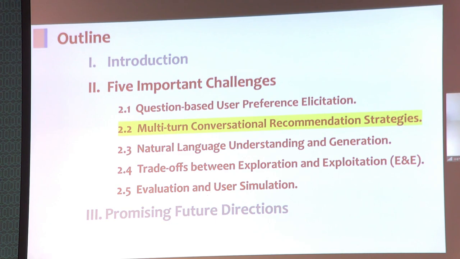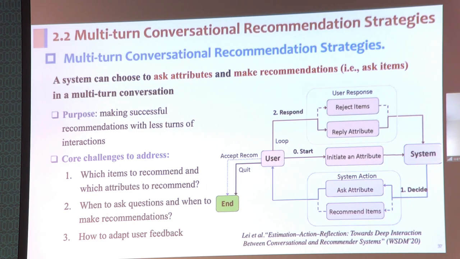Okay, we have finished 2.1. Let's come to 2.2, multi-turn conversational recommendation strategy. In the previous subsection, on question-based user preference elicitation, we introduced some works that try to ask questions to the users, but you can see that conversation is a multi-turn process, and there are complex dependencies among turns, right?